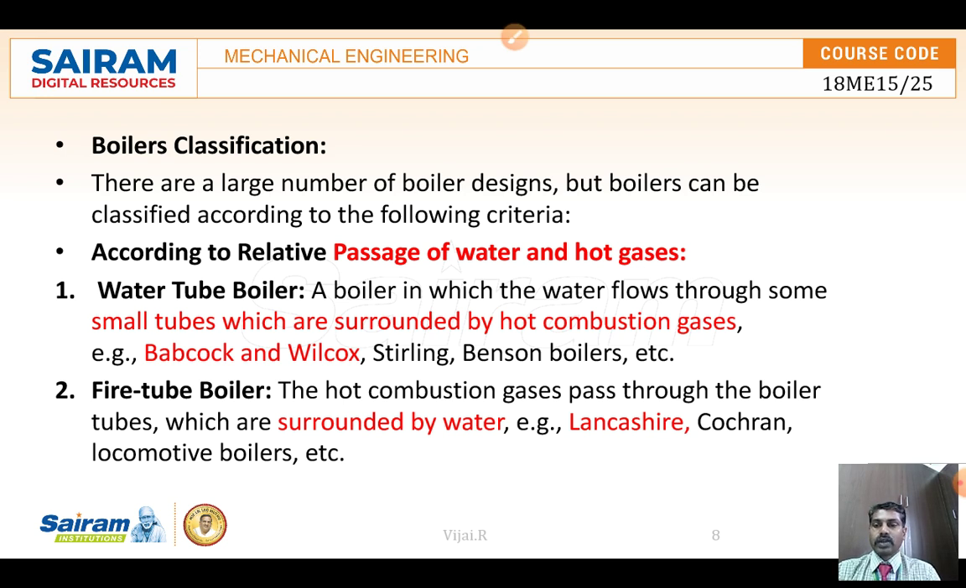Let me see one by one. One is a boiler classification related to the passage of water under hot gases. Normally, water is passed through tubes, and surrounding them the hot combustion gases will be there, so we call it a water tube boiler, where the water is heated through the tubes and becomes steam. This is called a water tube boiler.